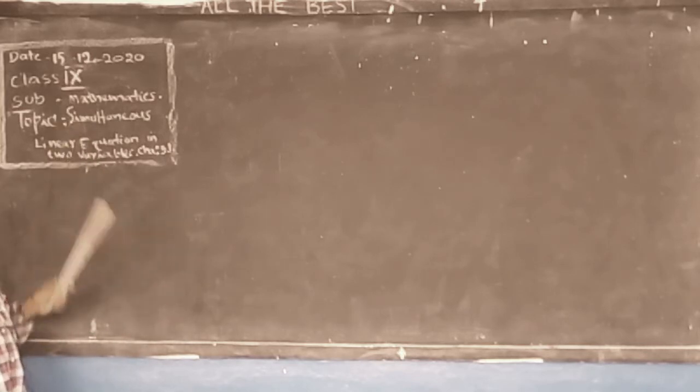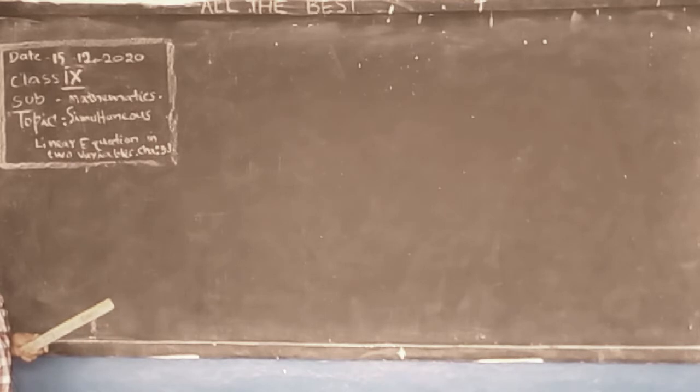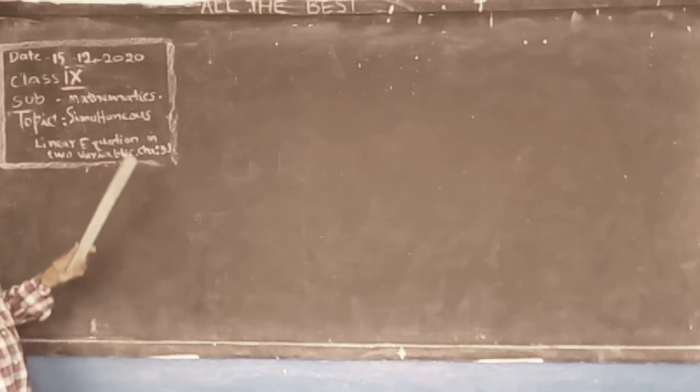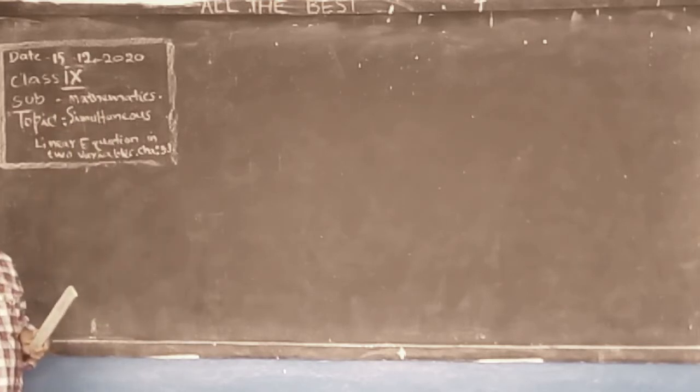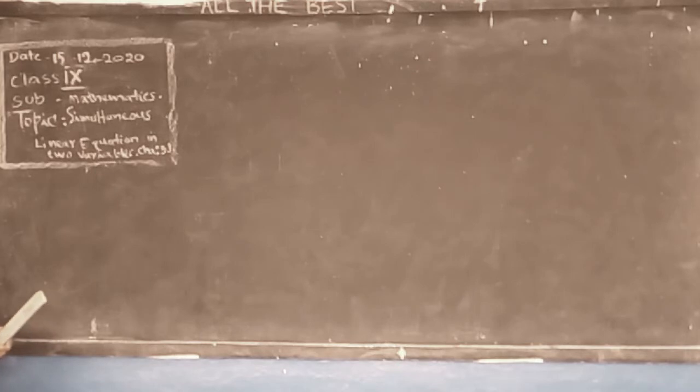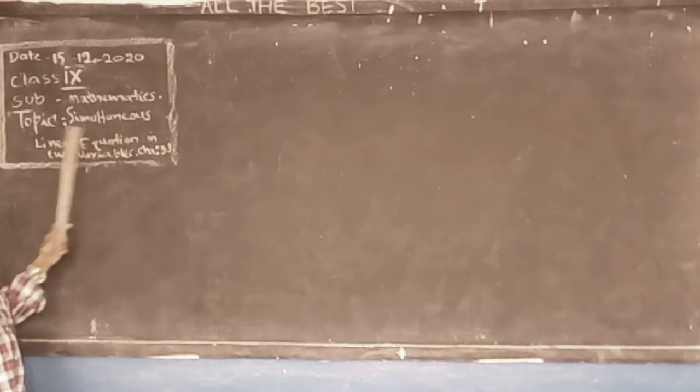We are doing... we completed factorization. Now I am going to a new chapter, that is simultaneous equations in two variables.